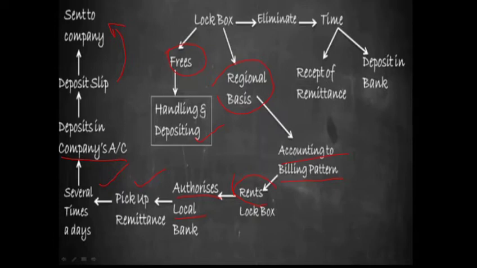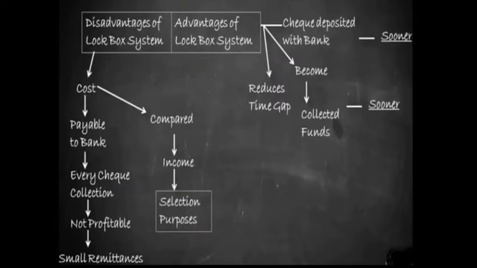So let us now understand the advantages and disadvantages of the lockbox system. The advantages are, the checks are deposited with the bank sooner. Second advantage is the checks deposited would be usable or collectible, and that also on a sooner basis. It also reduces the time gap between the check collection and depositing.